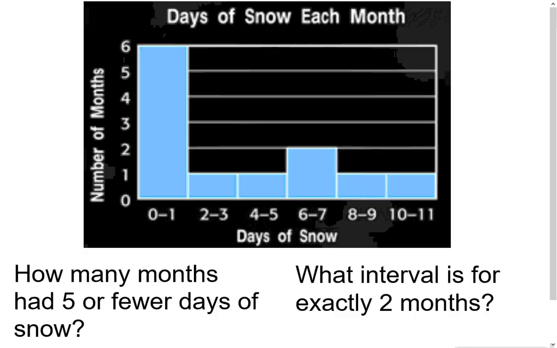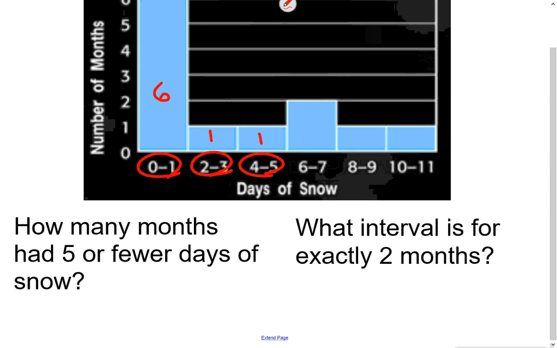Now, on this one, we have 2 questions. First one asks, how many months had 5 or fewer days of snow? So I come up here, 5 or fewer. So that would be this one, and this one. The first one has 6 in it. The second one has 1, and the third one has 1. So I just take 6 plus 1 plus 1, and I end up with 8 months had 5 or fewer days of snow.